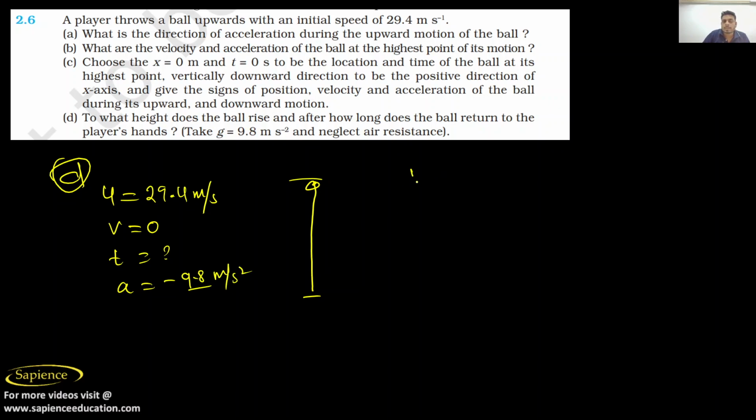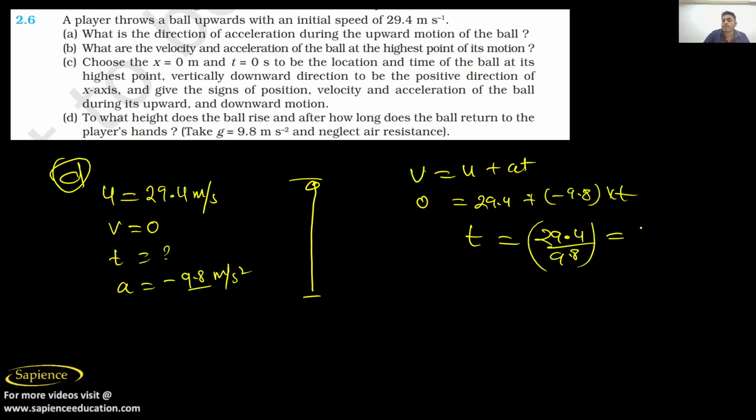So by using this equation, v is equal to u plus at, we find the time t. Final velocity is 0, initial velocity is 29.4, plus acceleration due to gravity, which is minus 9.8 meter per second square, into time t. So time t will be 29.4 divided by 9.8, which is 3 second, because it cuts directly 3 times. So this is your time of ascent. But in the question they ask at what time it will return back to the player's hand.